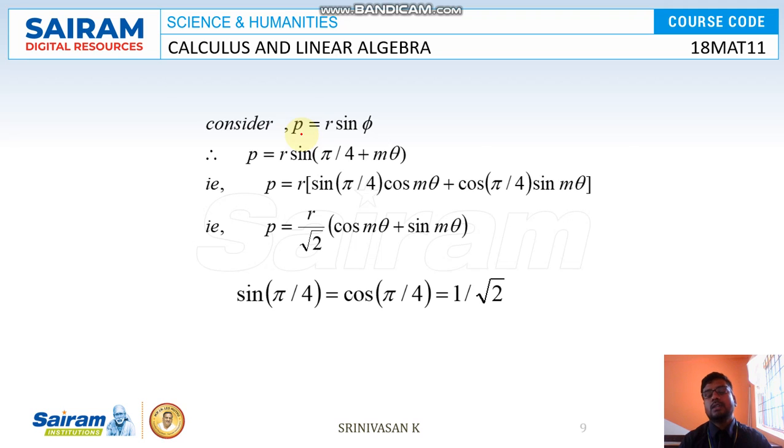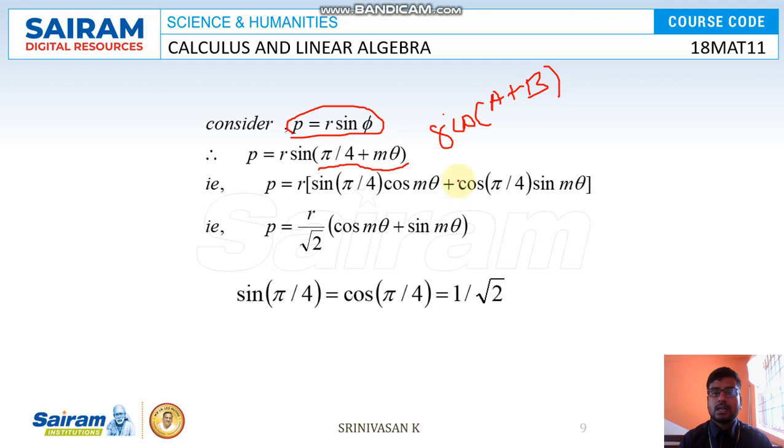Consider p equal to r sin psi. So p equal to r sin, what is psi? Psi equal to pi by 4 plus m theta. So p equal to r into, this is the sin(a plus b) formula. We know the sin(a plus b) formula: sin a cos b plus cos a sin b. So r into sin pi by 4 into cos m theta plus cos pi by 4 into sin m theta.